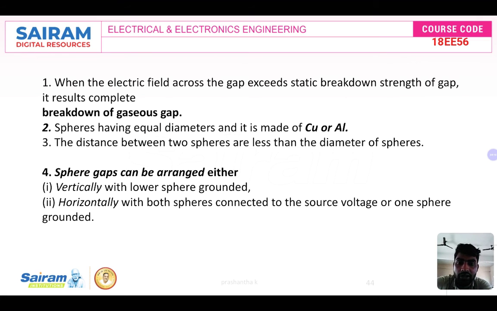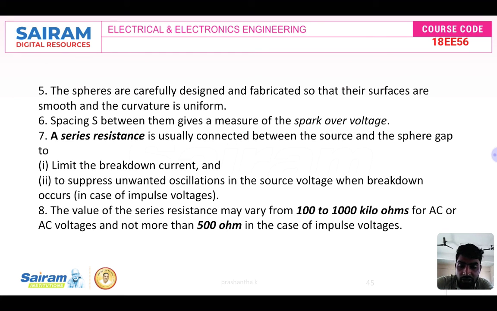When the electric field across the gap exceeds the static breakdown strength of the gap, it results in complete breakdown of the gaseous gap. Spheres have equal diameter and are made of copper or aluminum. The distance between the two spheres is less than the diameter of the spheres. Sphere gaps can be arranged either vertically with the lower sphere grounded, or horizontally with both spheres connected to the source voltage and one sphere grounded. The spheres are carefully designed and fabricated so that their surfaces are smooth and the curvature is uniform.